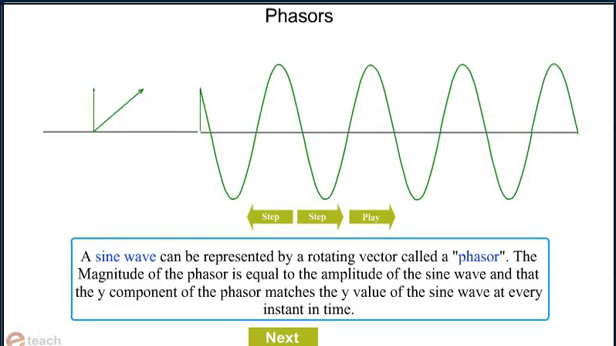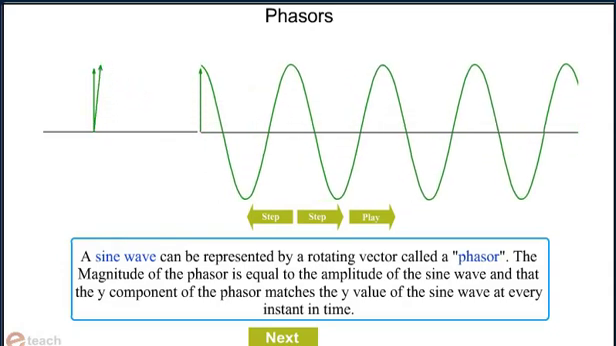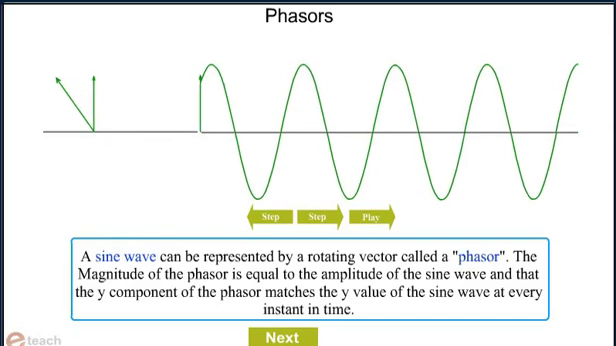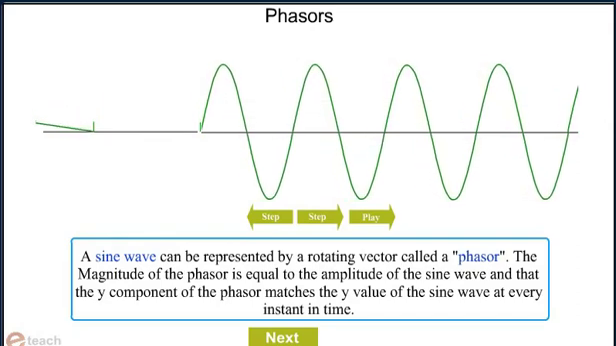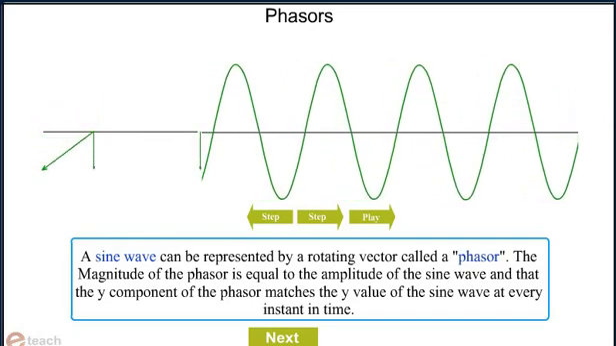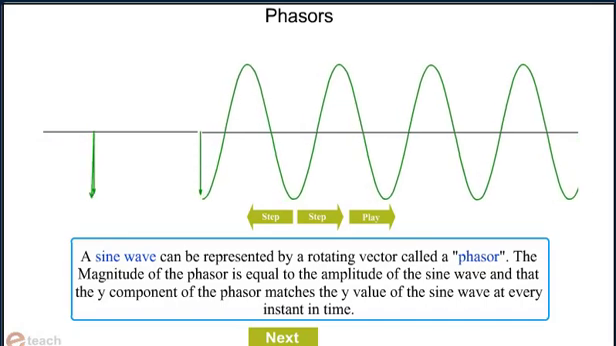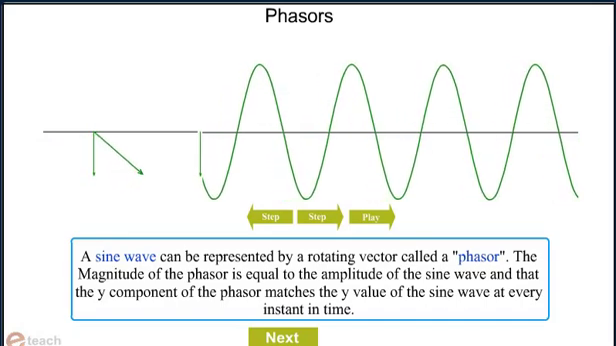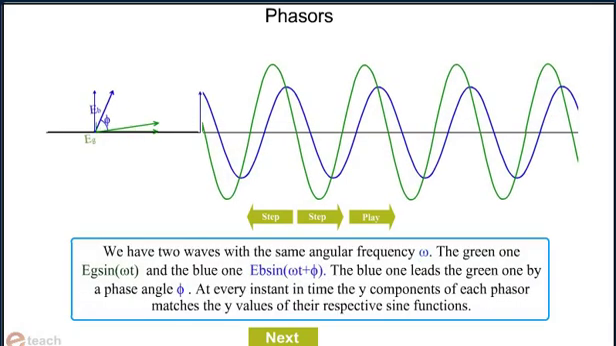Phasors. A sine wave can be represented by a rotating vector called a phasor. The magnitude of the phasor is equal to the magnitude of the sine wave, and the y component of the phasor matches the y value of the sine wave at every instant of time.